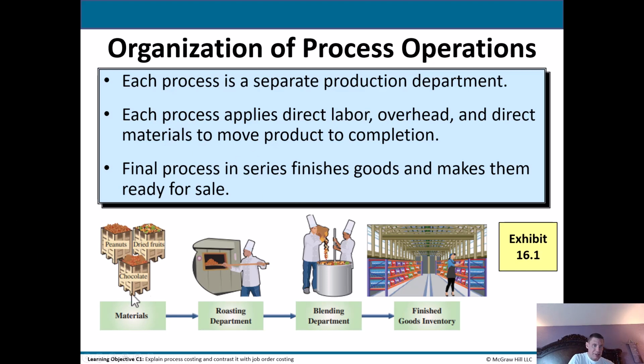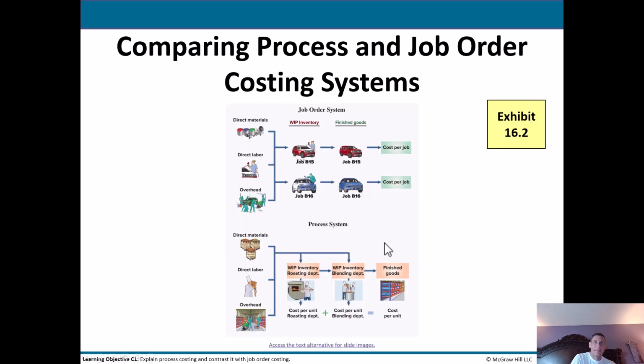There's a little example down here we can look at, like peanuts, dried fruits, chocolate. We bring in the materials. The first thing they all do is go through the roasting department. And what is the roasting department doing? One thing, just roasting. Then they get done in the roasting department, then they go to the blending department. And what is the blending department doing? Just one thing, and then they're done. They go over to finished goods inventory, and then they are ready to be sold.